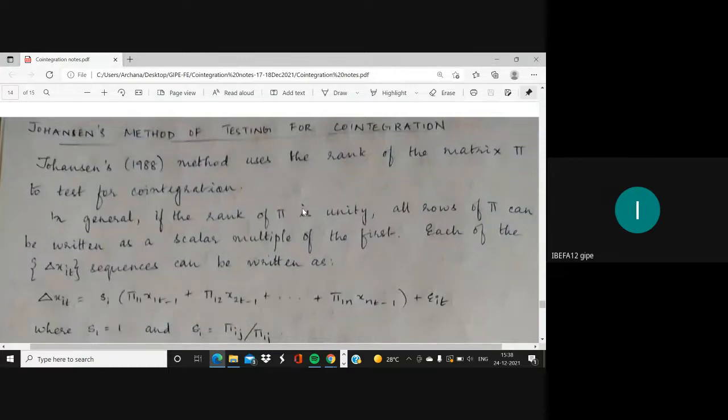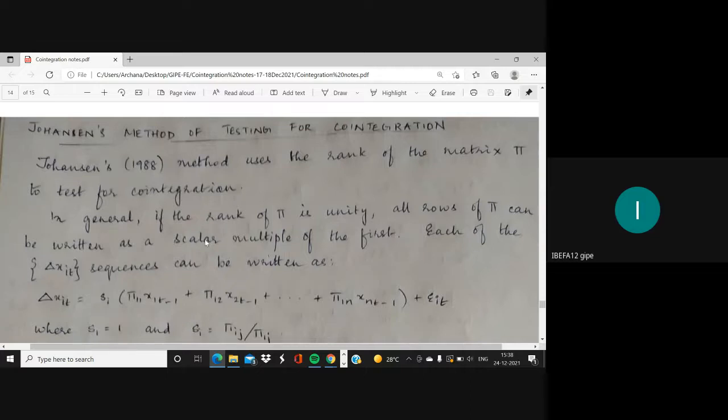So now we are discussing Johansen's method of testing for co-integration. He devised this method in 1988, and again it uses all these concepts that we've been discussing so far, the rank of the matrix pi, to test for co-integration. And it also helps us generally to find the co-integrating vector.